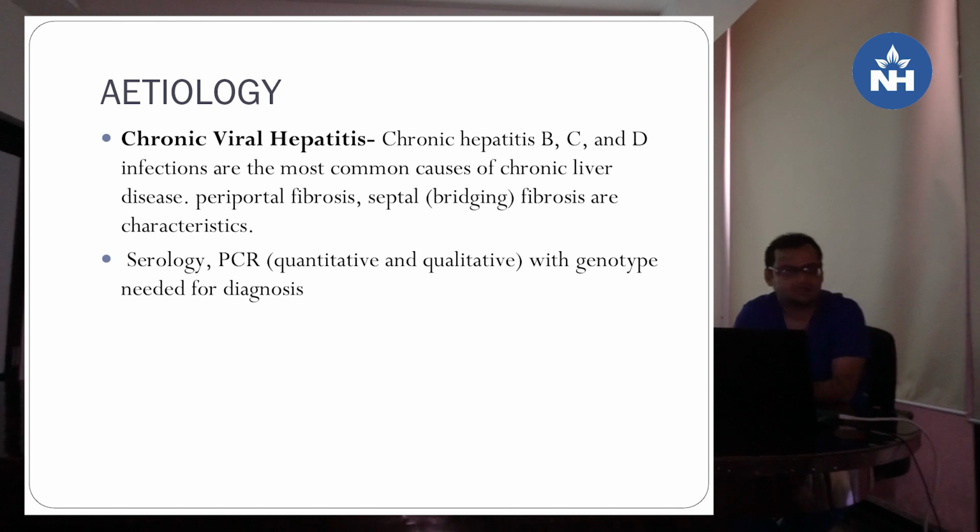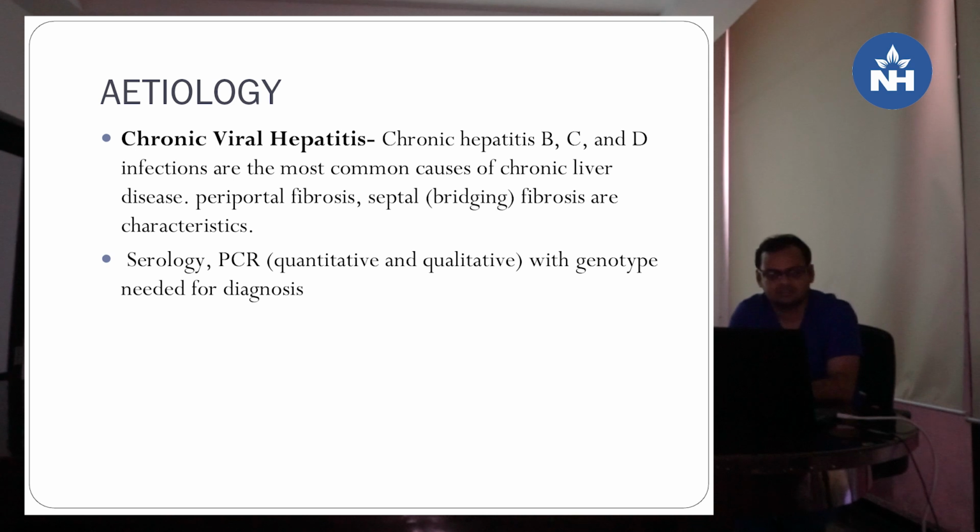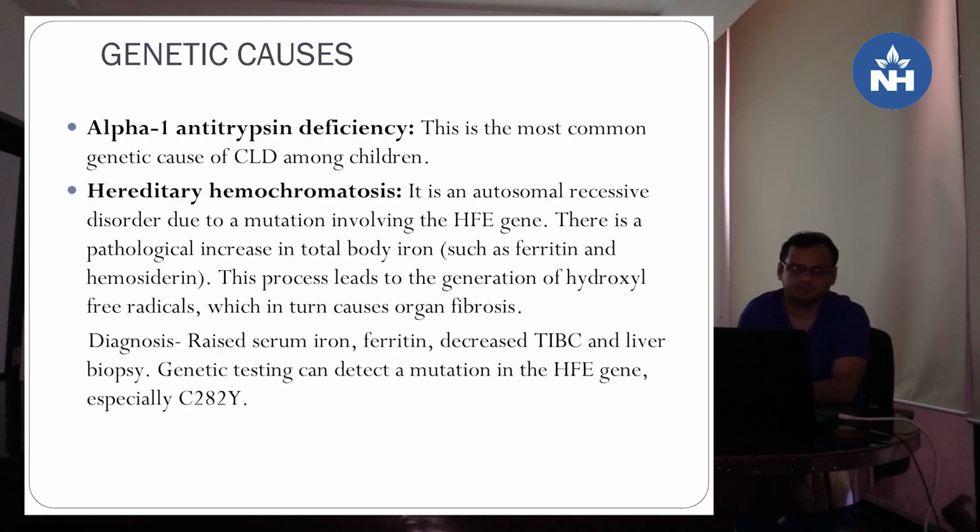Chronic viral hepatitis is another common cause of chronic liver disease. Chronic hepatitis B, C, D infections are more common. These cause periportal fibrosis; septal fibrosis is characteristic in histopathology. Serology and PCR with genotype are needed for diagnosis.